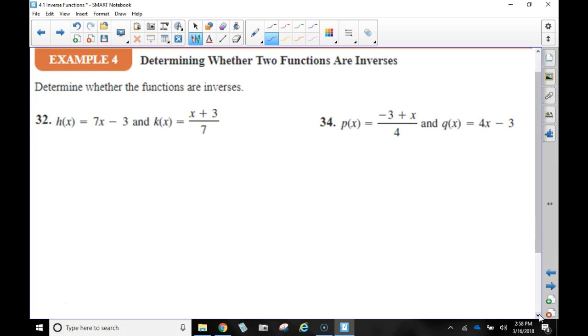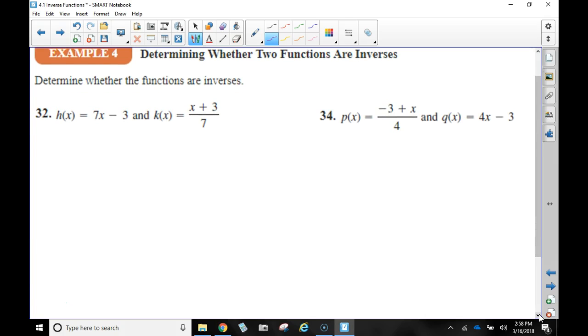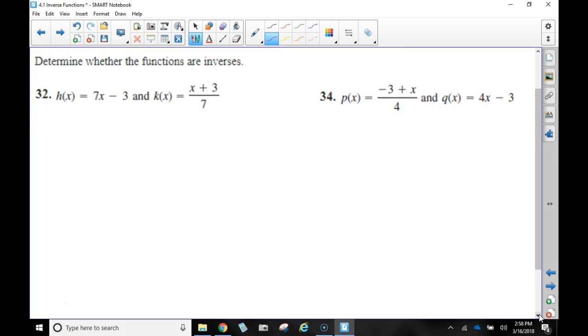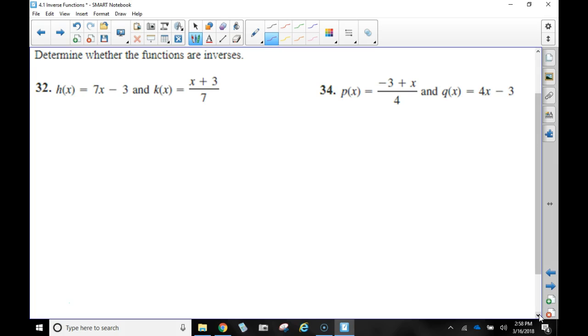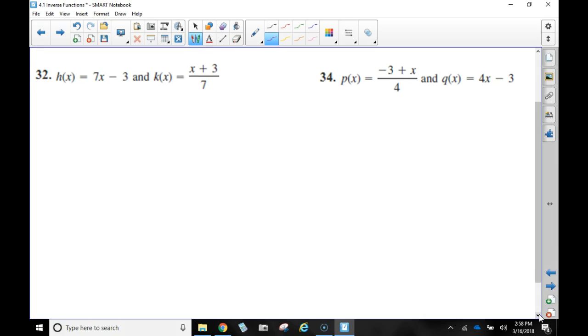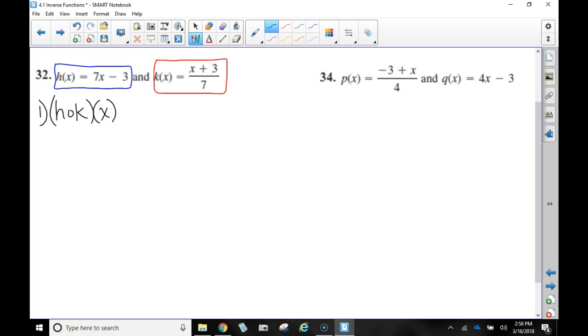All right, let me go to the next slide, and it gives us a couple of different functions to work with, and we're supposed to determine whether the functions are inverses or not. I'm going to scroll a little bit here. Remember, there are two different things we have to look at, and let me color code these a little bit. We've got the h of x function and the k of x function. The first thing we're going to do is evaluate h composition k of x, and if these are inverse functions, we're going to get x for our answer.